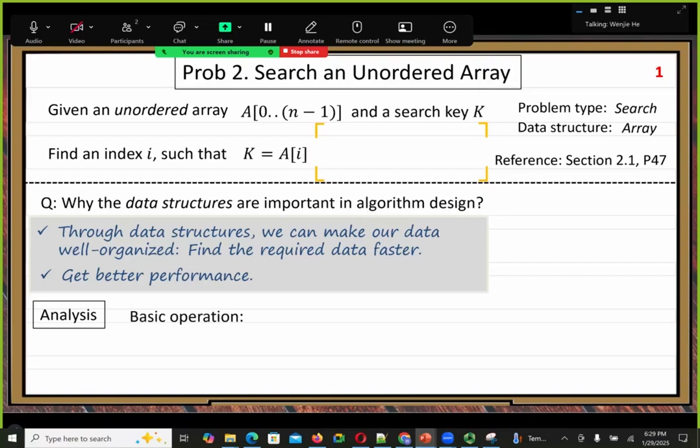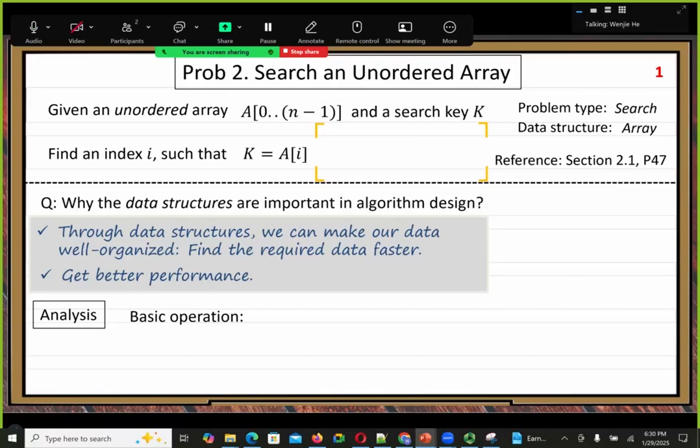Let's do analysis. Let's look at this example. Here it is unordered. We do not order the data, because to order the data there is a cost. If you want to make unordered data ordered, you need to sort it. When you sort it, there is a high computation cost. We will do sorting next, but the cost is very high.